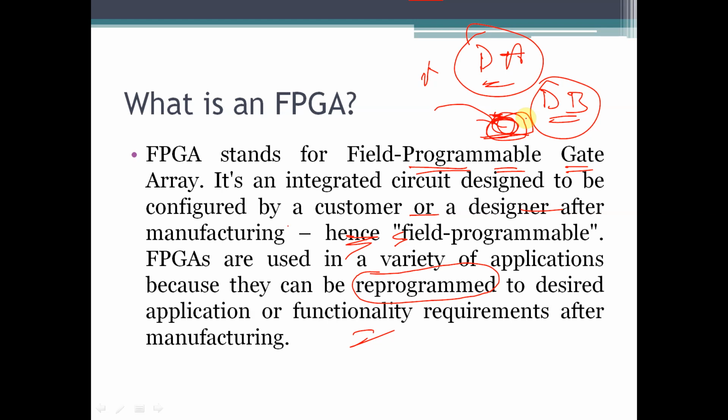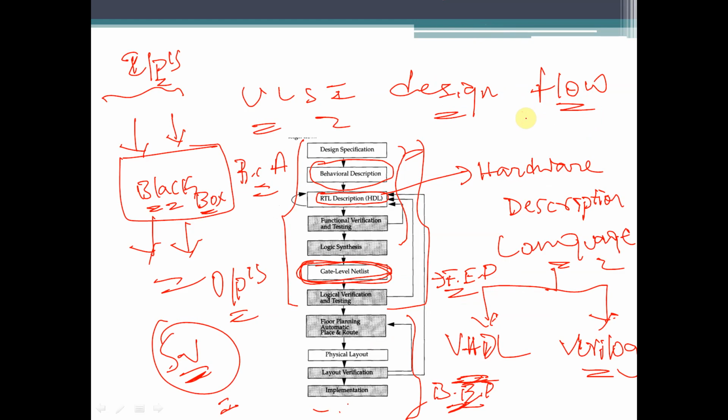It is an integrated circuit designed to be configured by a customer or a designer after manufacturing. Hence, FPGAs are used in a variety of applications because they can be reprogrammed to meet application or functionality requirements after manufacturing. This we have already discussed. Coming to the design flow, we have design specification, behavioral description, RTL, functional verification, logical synthesis, and gate level netlist. After getting this gate level netlist, we generate the bit stream and dump it into our FPGAs.